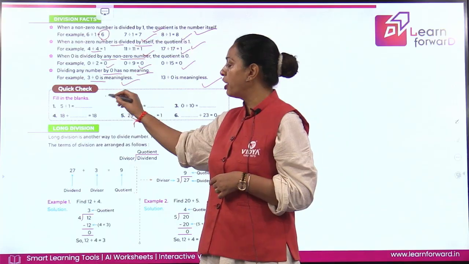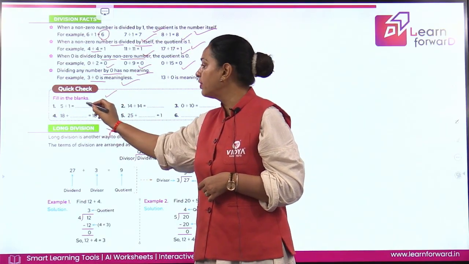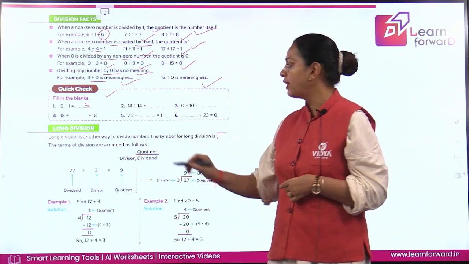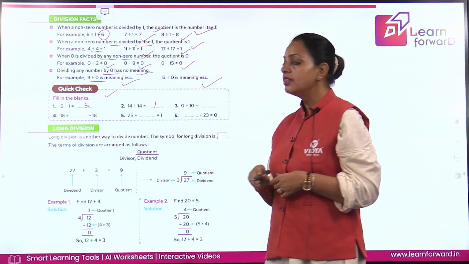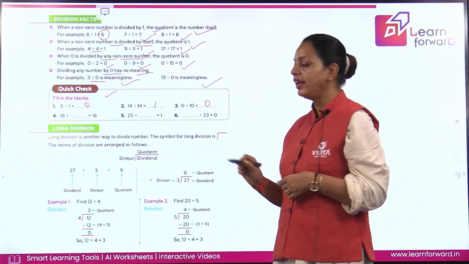Now quick check, filling the blanks, like the first one, 5 divided by 1, that is 5. Second, 14 divided by 14, that is 1. Third, 0 divided by 10, that is 0. Similarly, you can try these ones.